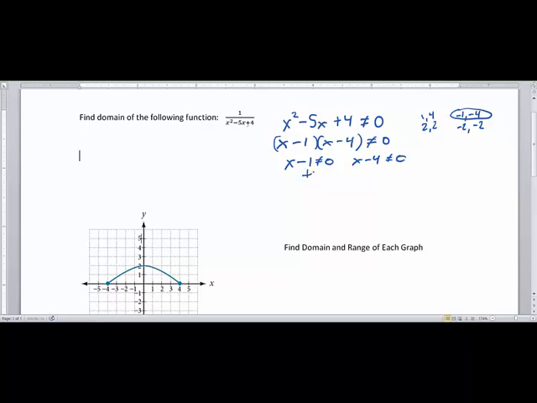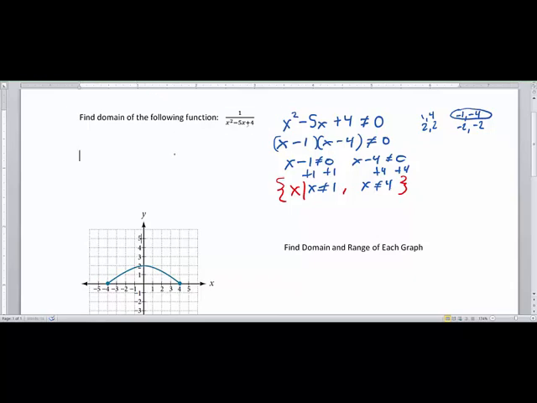So if we add 1 to both sides, x cannot be equal to 1. So 1 would be one of the numbers that would make the denominator 0. And also if we add 4 to both sides, x cannot be equal to 4. So if we're finding the set notation of this, what we would easily do is define this set as the values of x where x cannot be 1 and 4.